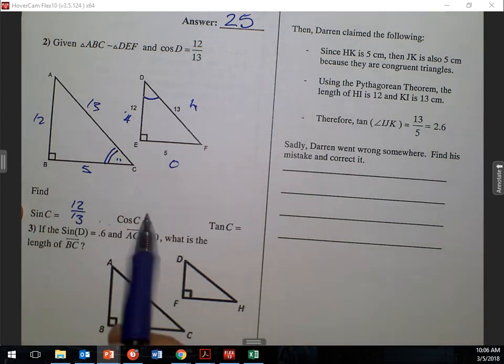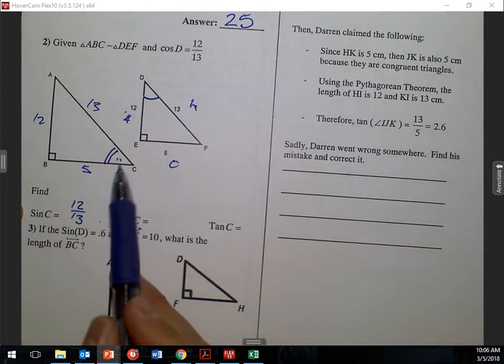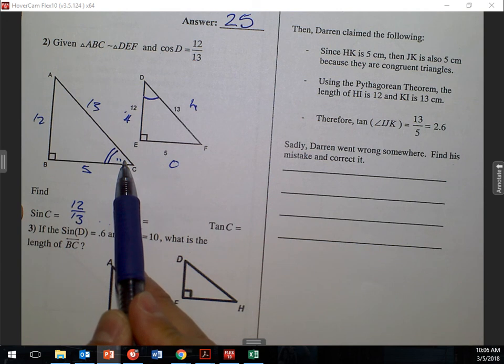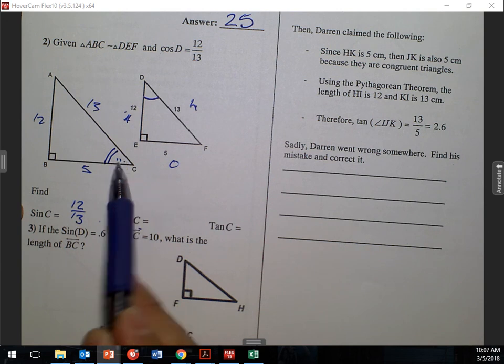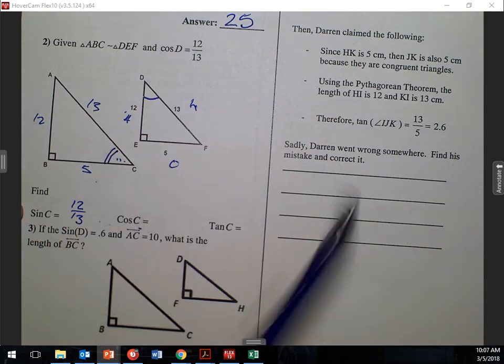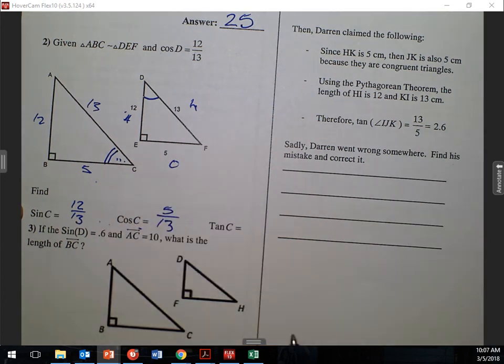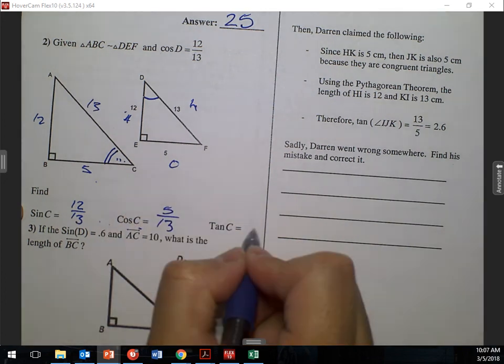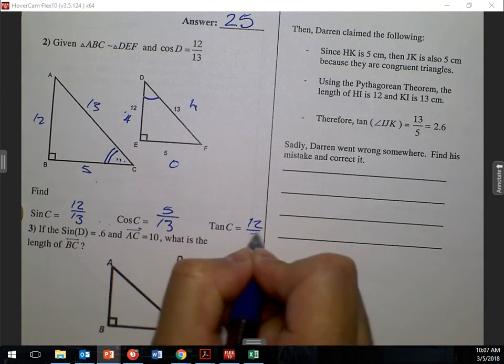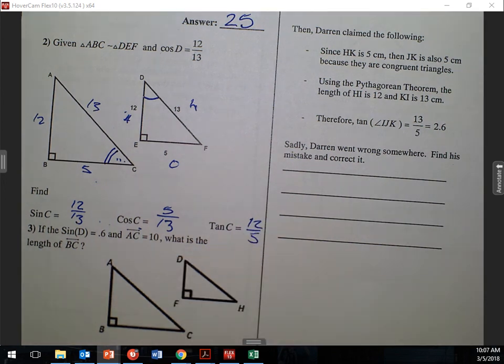Very good. Cosine of C. So cosine from here is going to be 5 over 13. Tangent of C? 12 over 5. 12 over 5, right? Yeah. 12 over 5. It's that easy.